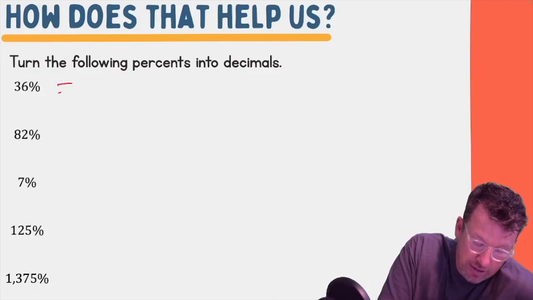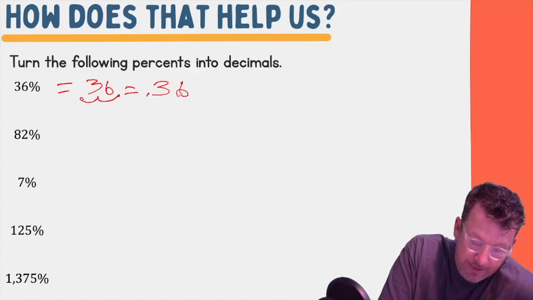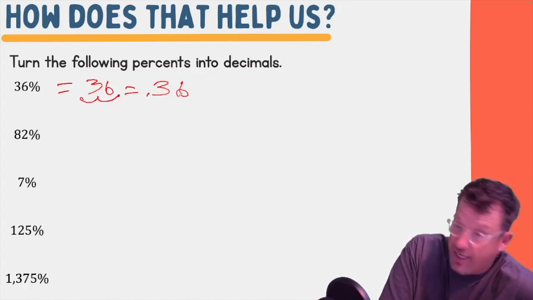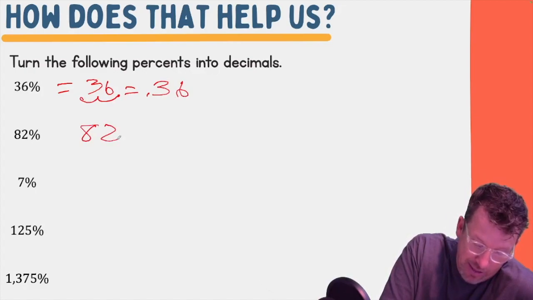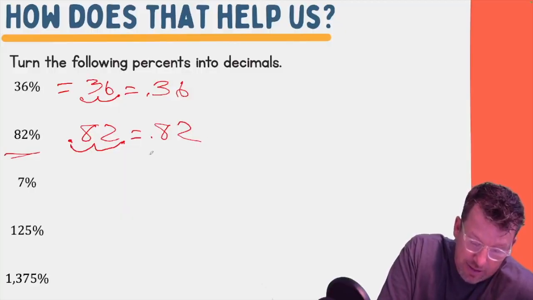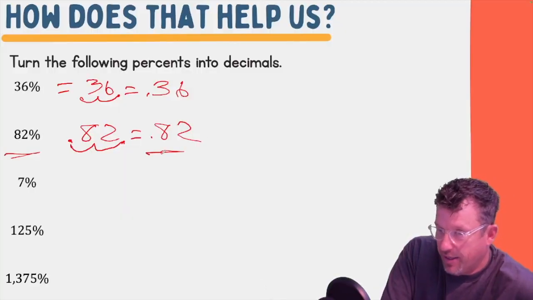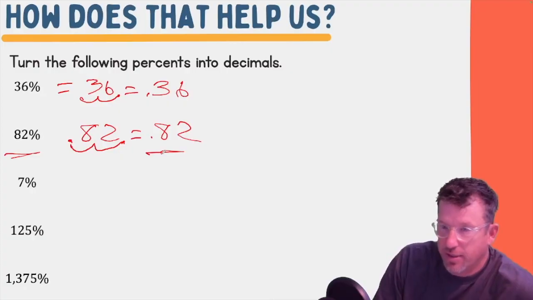What is 36 divided by 100? Well, it's 36, here's a decimal, divided by 100 equals 0.36. What's 82%? Well, it's 82 over 100, so we're going to divide by 100. 82, here's a decimal, divided by 100, it's 0.82. This and this represent the same thing. It's the same value. Remember, percents, decimals, they all work together.